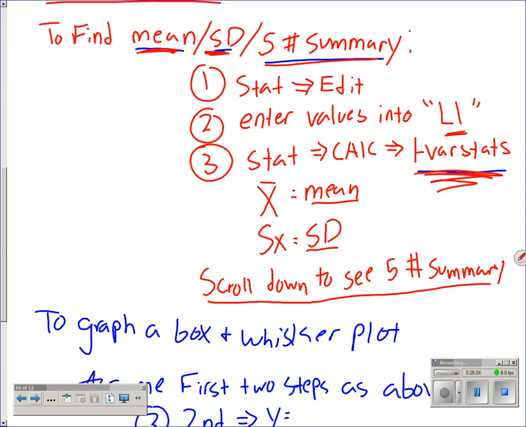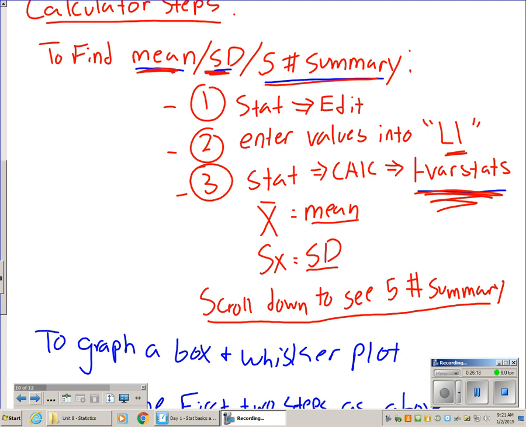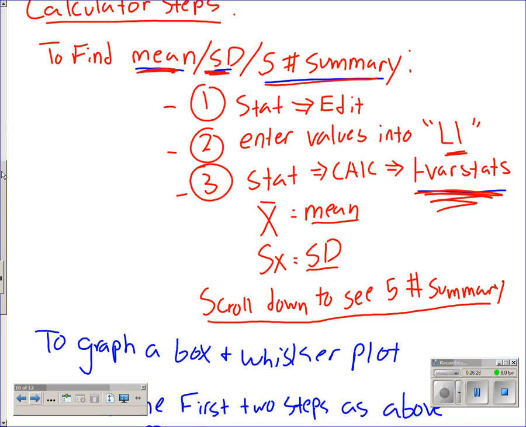Okay? So take a second and try these steps. Those that are watching the video, I wish I could show you, but try your best to follow these steps that I've written out. And we'll come back to it. Okay, so what we just did was we found the 5-number summary, the standard deviation, and the mean on the calculator. And now we're going to create the box and whisker plot.